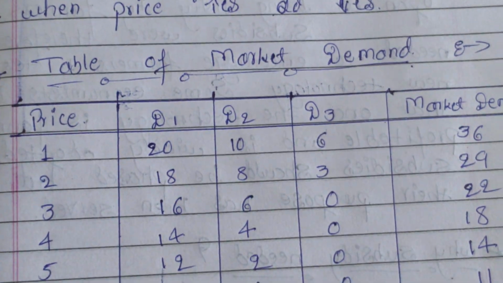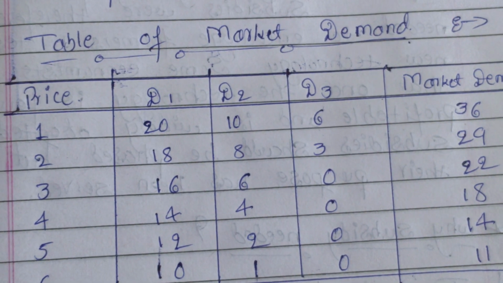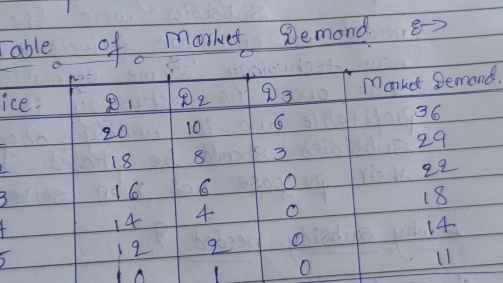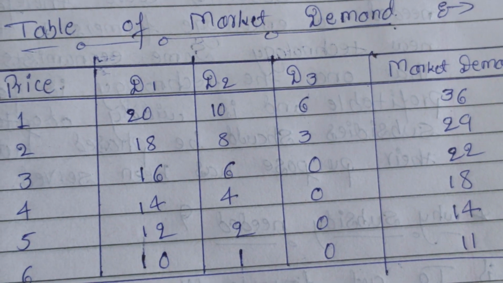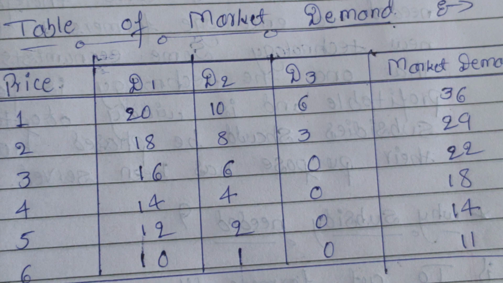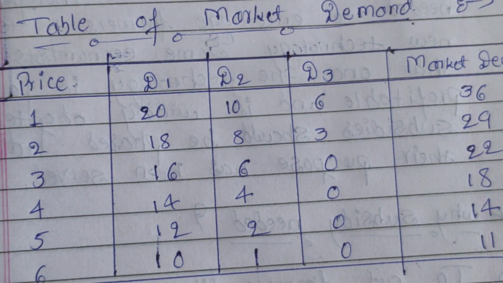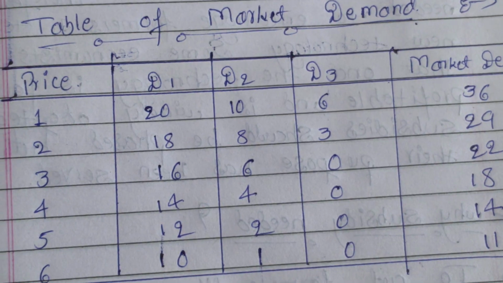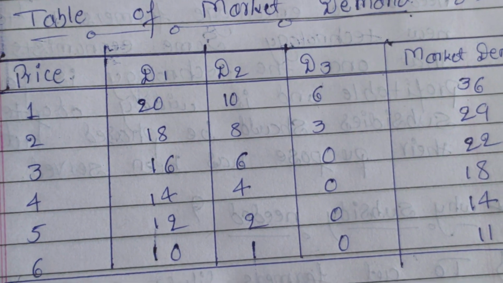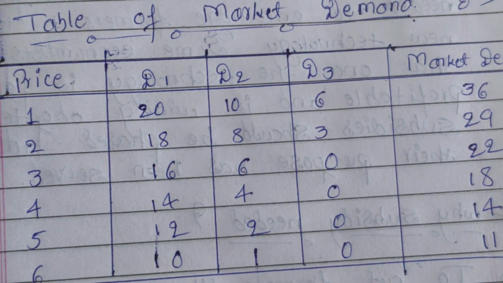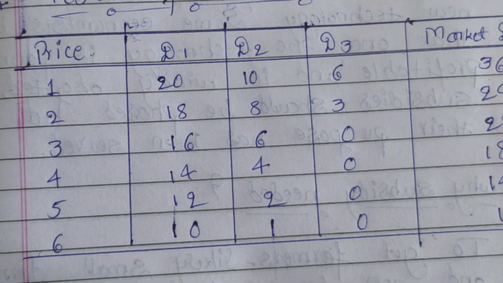So here the first column heading is price for the goods and services. Second are D1, D2, D3, and last is market demand. D1 represents demand 1, which means consumer A's demand, for example. D2 represents consumer B's demand, and D3 represents consumer C's demand, meaning demand 3. Here prices are from 1 rupee to 6 rupees.